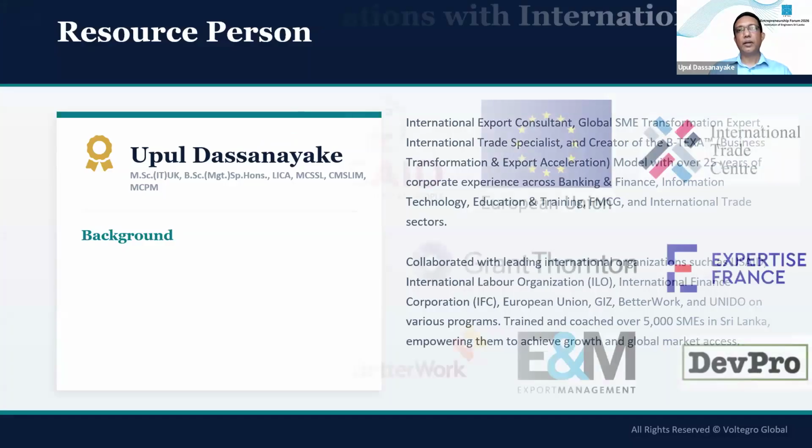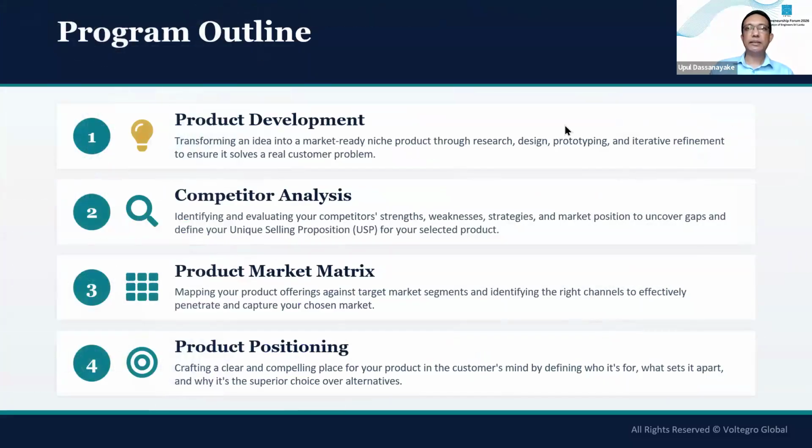So today we are going to cover these 4 sections: product development, competitor analysis, the product market matrix, and the product positioning. Out of these 4, of course, the most important one is the product development part. That is how you transform your idea into a market ready, niche product.